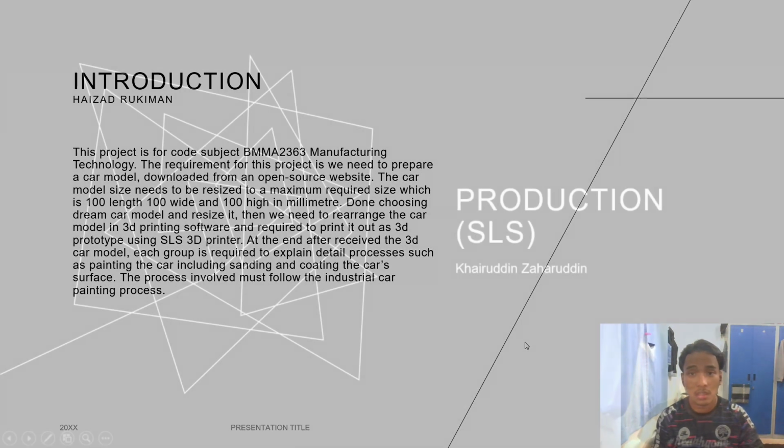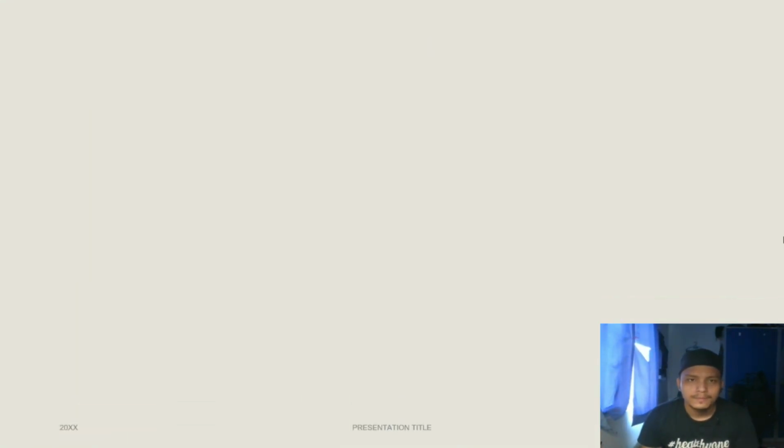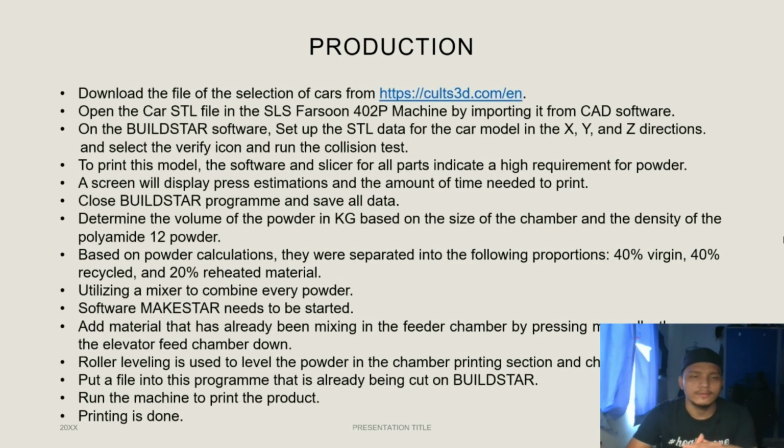That's all from me. Next is production, SLS, or selective laser sintering. For the production, we must download the file of the selected car from the link and open the car file on the machine by importing it from CAD software. In the Bitstar software, set up the STL data for the car model in the XYZ direction, select the verify icon, and run the collision test.